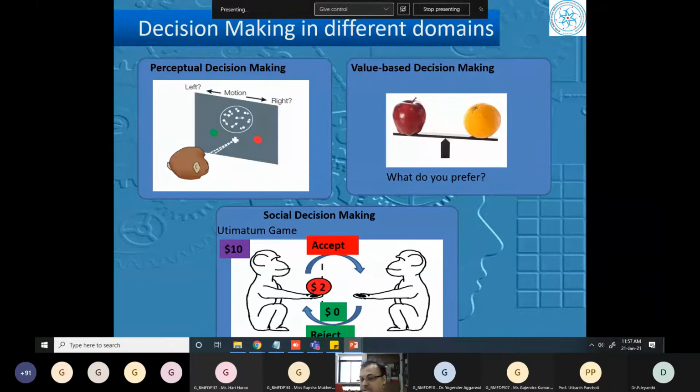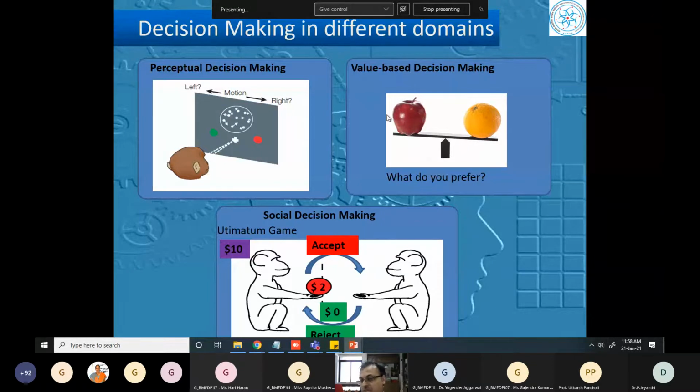Value-based decision is like, what do you prefer? It's not like asking, is this an orange or an apple? That is perceptual decision making. Value-based decision making is, what do you prefer? Do you like an apple or do you like an orange? That's a value-based decision. Social decision making is where you have other agents involved. Will you buy a lottery ticket? If there is some amount of money, do you want to donate any part of that money? Any game theory sort of things are all included in this social decision making, right?